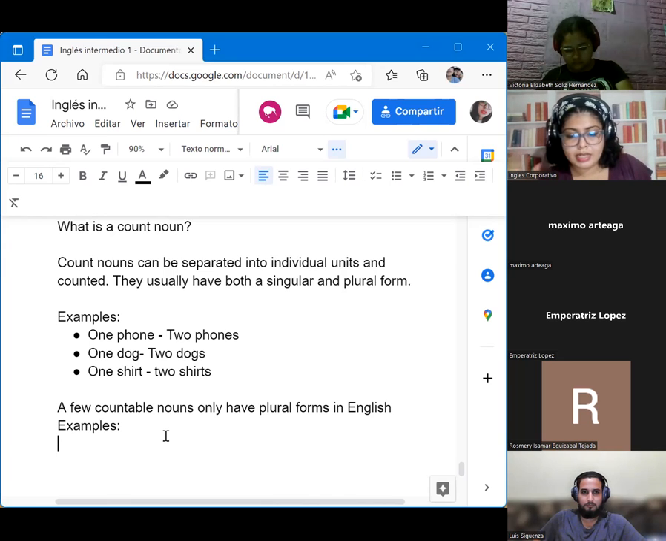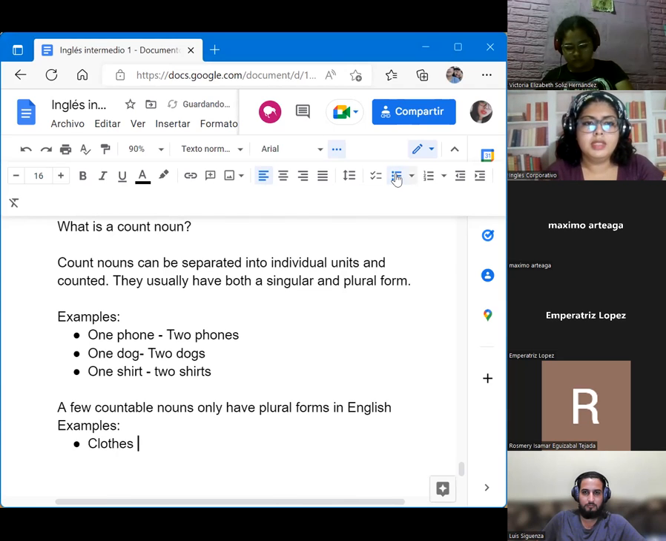So in this case, we were saying that we have countable nouns that just have the plural form, or we can use in plural. And in this case, we have the following examples. We have clothes, because in this case, we cannot say one clothes. One clothes is kind of weird, because in that case, we specify the piece of cloth that we are using. For example, a shirt, a pair of jeans, a t-shirt, a blouse, or something like that. But when we are talking about a group of clothes, in this case, we are going to use clothes with the S. Then we have pants.